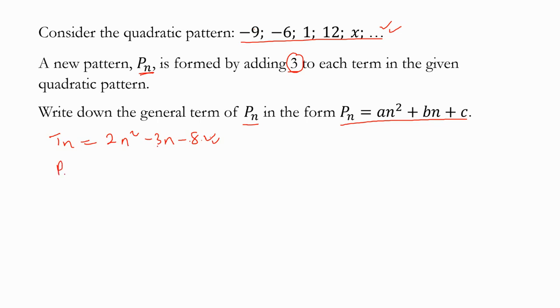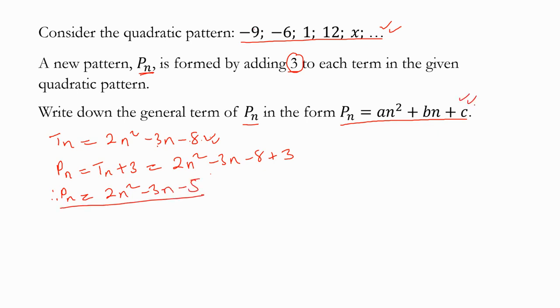So it means Pn is equal to Tn plus 3. Which is 2n squared minus 3n minus 8, which is Tn, then plus 3. So therefore Pn is equal to 2n squared minus 3n minus 5. That's the equation of Pn in this form.